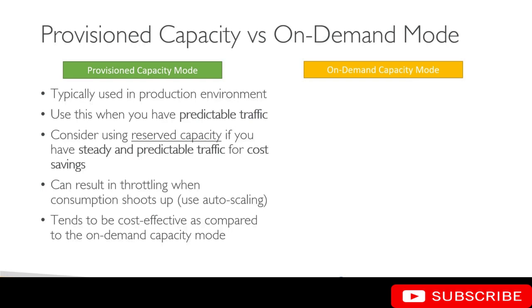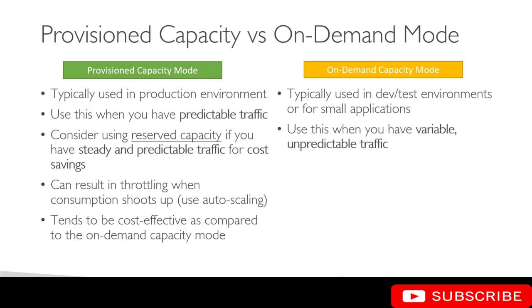The on-demand capacity mode is typically used in dev test environments or in small applications. Having said that, this doesn't mean that you cannot use on-demand mode for larger applications. You can definitely do that, and you should use on-demand mode when you have variable or unpredictable traffic. So it really works well when you have unpredictable traffic.